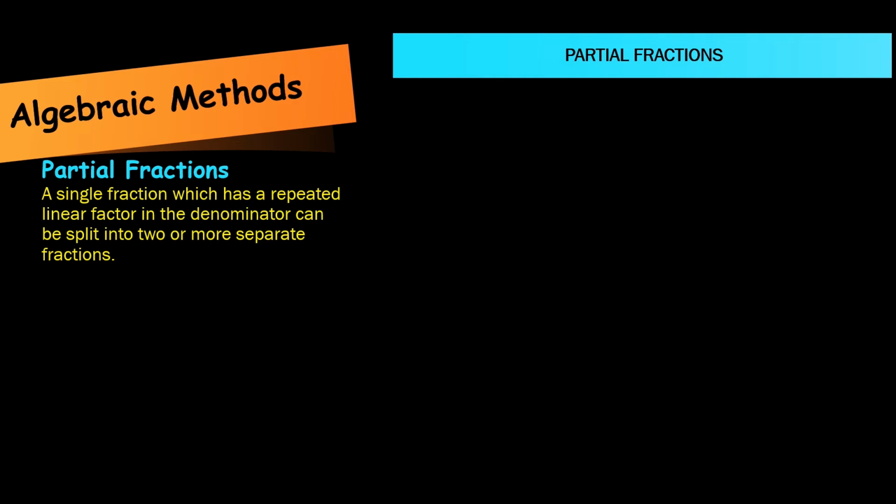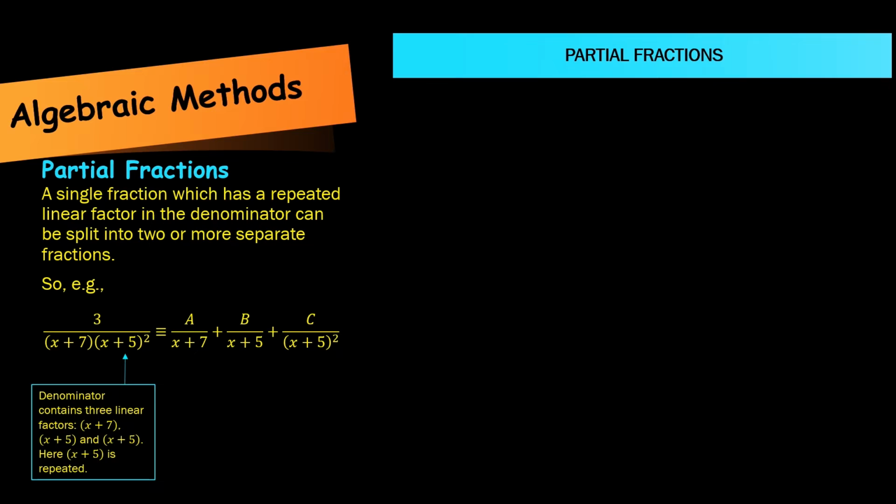A single fraction which has a repeated linear factor in the denominator can be split into two or more separate fractions. So, for example, we have this equation here, or this identity. The denominator on the left-hand side contains three linear factors, namely x plus 7, x plus 5, and x plus 5. Here, of course, x plus 5 is repeated.